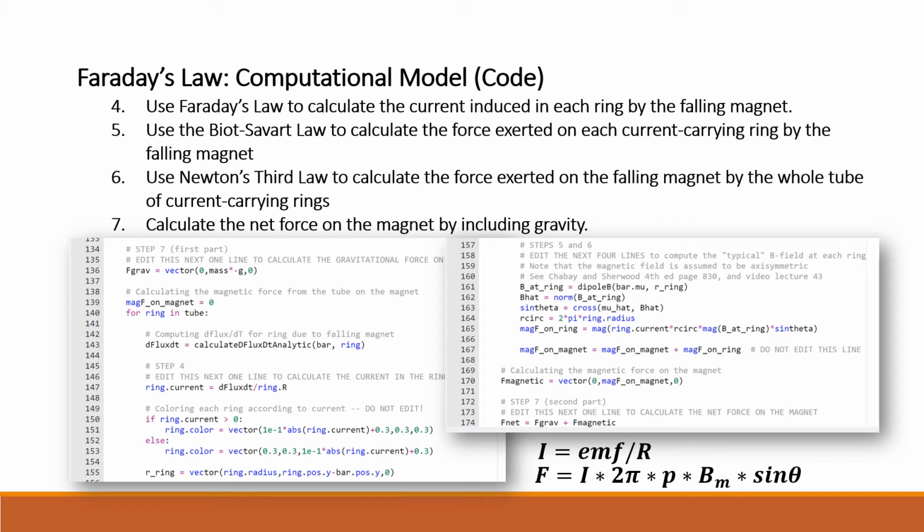So we can find the current by knowing R and EMF, which is resistance and the EMF. And we just calculated the EMF in the previous slide, which was the time derivative of the flux. So next, we know that force is going to be equal to that current times delta L times the magnetic field of the magnet.